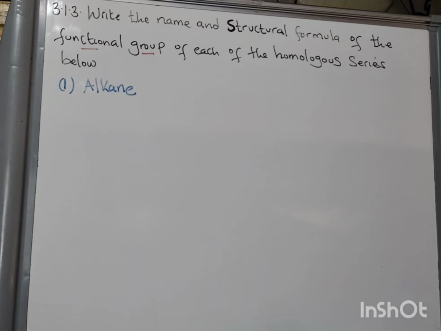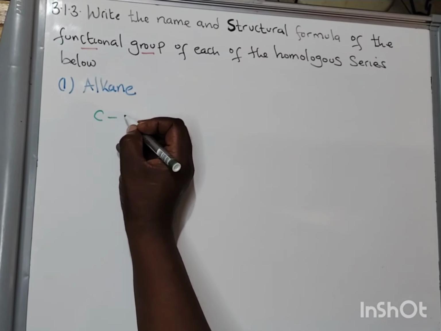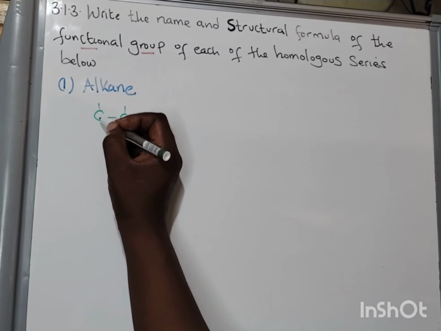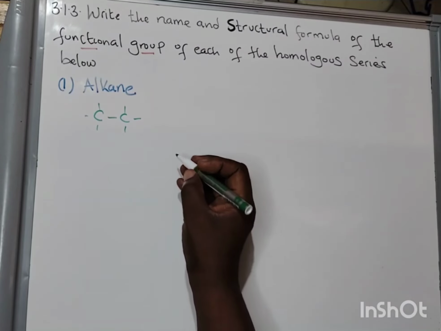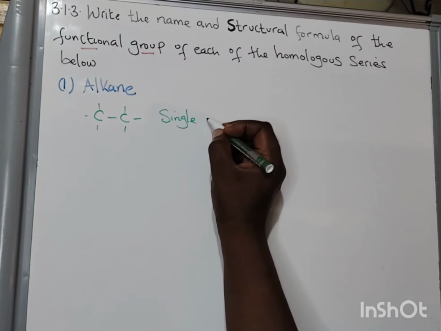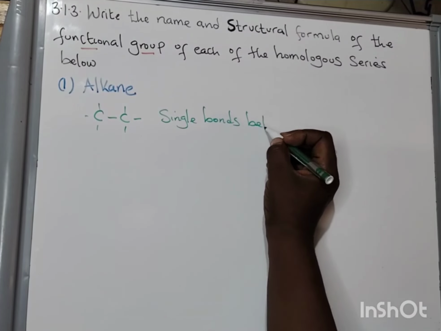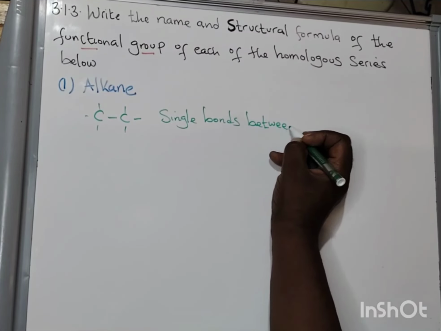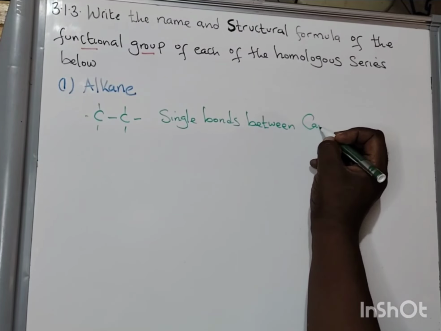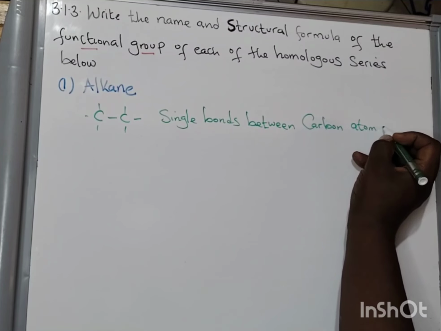Actually, alkanes, the functional group, are single bonds between carbon atoms. Okay, this is what we have. You have a carbon atom and another carbon atom. That one is what we call the functional group. So what do we call it? Single bonds between carbon atoms.